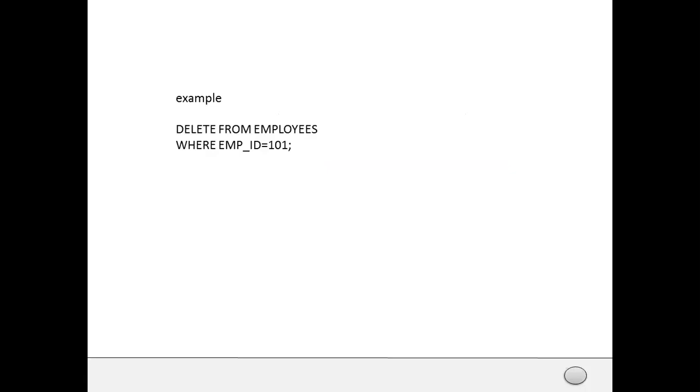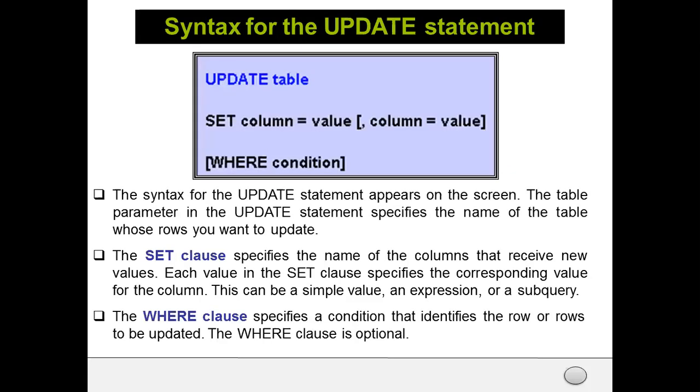This is an example where it will delete from employees where employee ID is 101. The details of the row having employee ID 101 will be deleted from the database table employees.